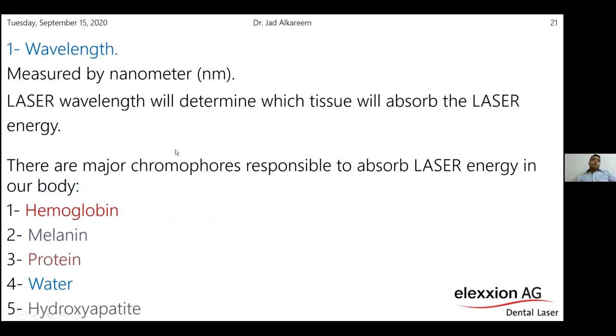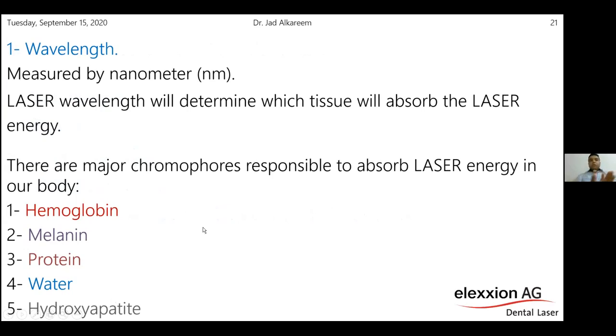So first, we will go with the wavelengths. The wavelength is measured in nanometers, and every energy we have on Earth has a specific wavelength. There are major chromophores which are responsible for absorbing the laser energy in the human body. First, hemoglobin. Second, melanin, protein, water, and hydroxyapatite.